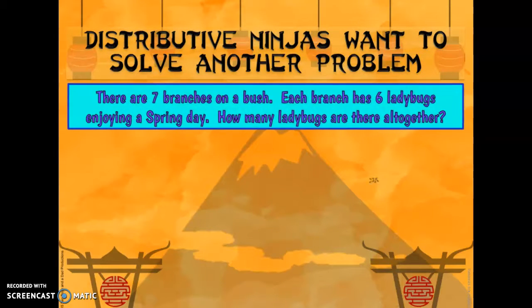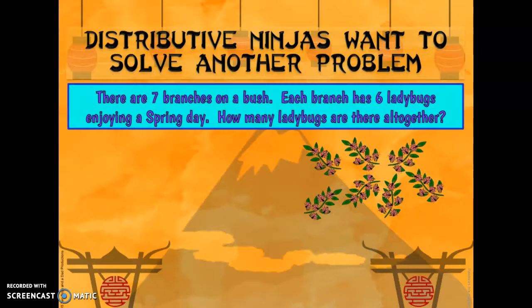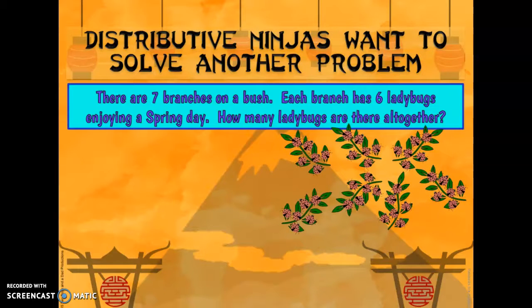So let's look at another problem. There are 7 branches on a bush. Each branch has 6 ladybugs enjoying a spring day. How many ladybugs are there altogether?